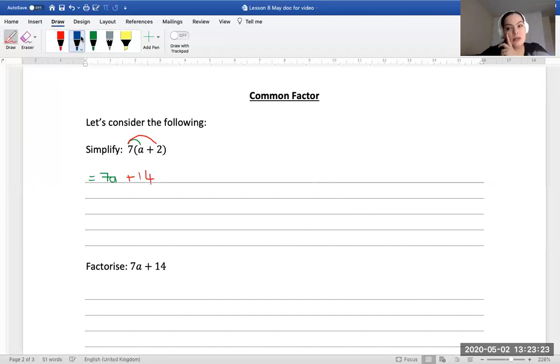Then we always need to ask ourselves, can I simplify this any more? Are they like terms? Hopefully you'll recognize that no, they're not like terms. This has an a in it and this has no variables in it. So that's as simple as it can go. Do you see that when we were told to simplify, to expand, we went from 7 times a plus 2, so that's one term.